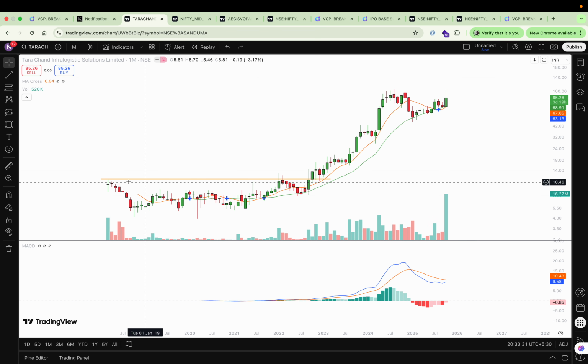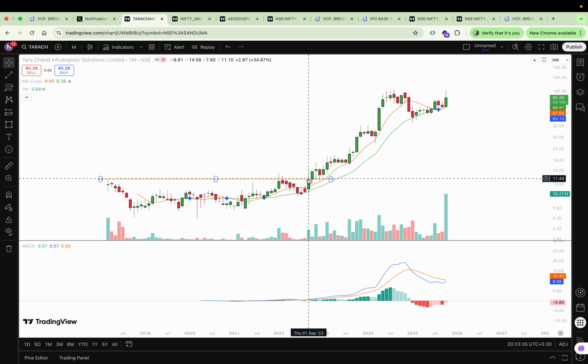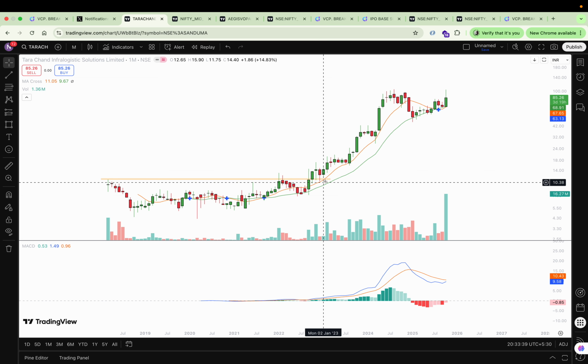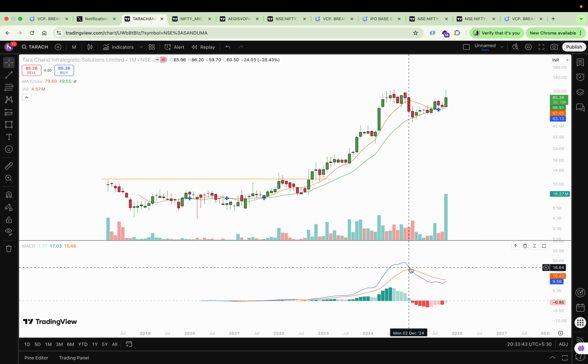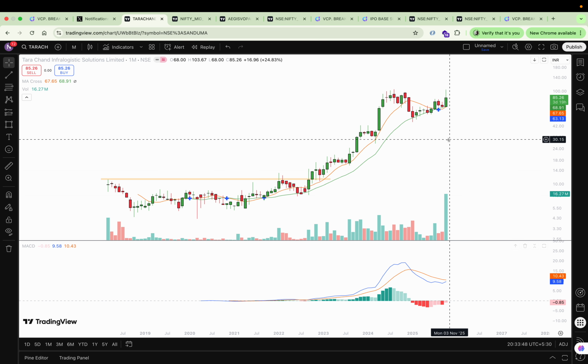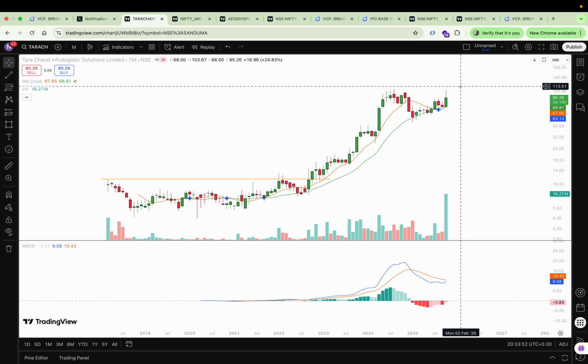Okay, so this is the big IPO setup and IPO breakout, cup and handle, and uptrend. Then there was an uptrend continuation here. It has to cross 97 for further up move.